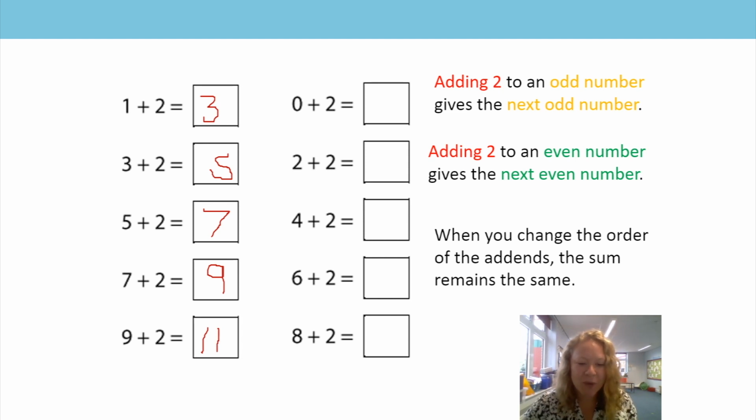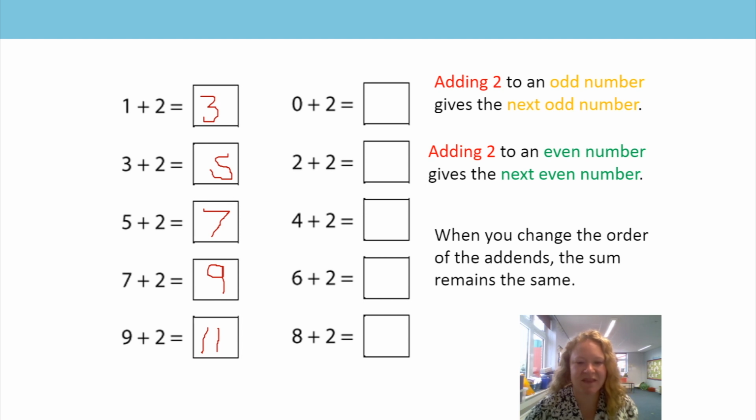Good job. What did you notice? Did you notice that these were all the odd numbers? We added 2 and it made the next odd number. Then what did we start with? We started with that odd number, didn't we? Good job, everyone. Right, I want you to have a pause and I want you to have a go at this second list here, and then we will go through them again. Don't forget, when we're adding 2 to an even number, it gives us the next even number. Have a go.